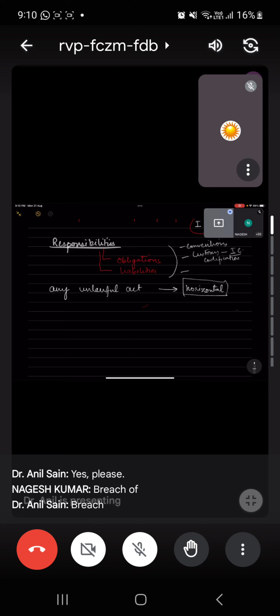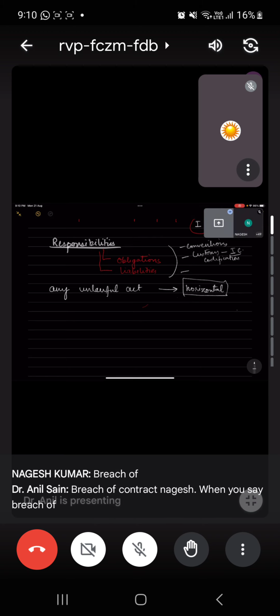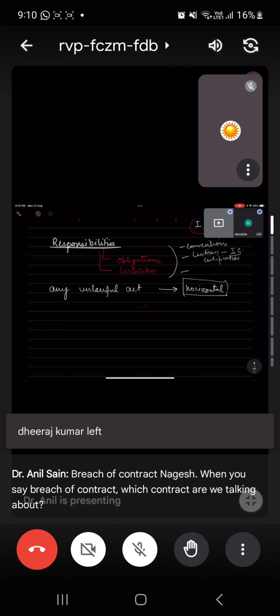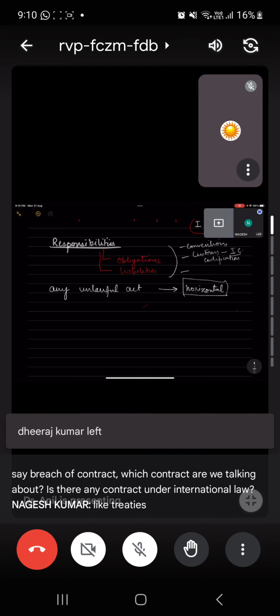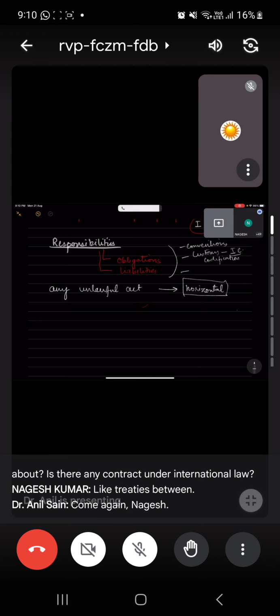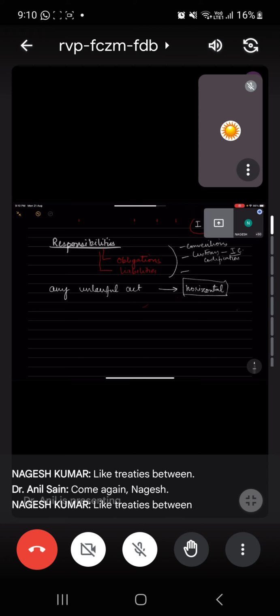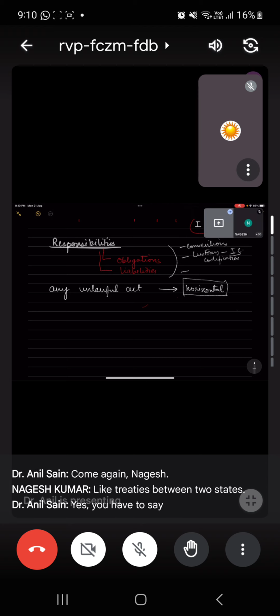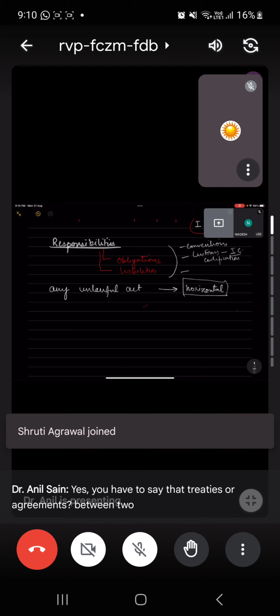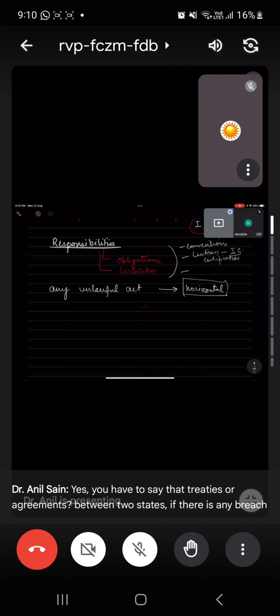Breach of contract. Nagesh, when you say breach of contract, which contract are we talking about? Is there any contract under international law? Like treaties between two states. Come again, Nagesh. Like treaties between two states. Yes, you have to say that treaties or agreements between two states, if there is any breach, that same attracts and becomes an unlawful act.